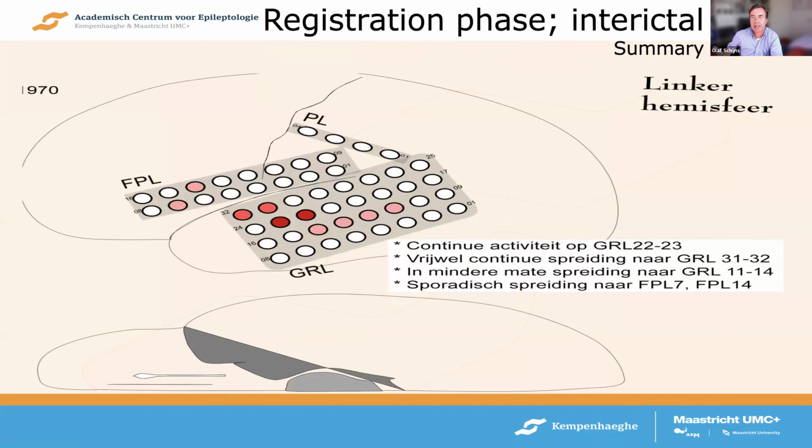Well, then we had the registration phase. Here you see the interictal activity. On grid contacts 22 and 23, the most red color, there is continuous epileptiform activity in between the seizures. Then on numbers 31 and 32 there is almost continuous epileptiform spread, and a bit less on numbers 11 to 14. So keep in mind, this is interictal information.